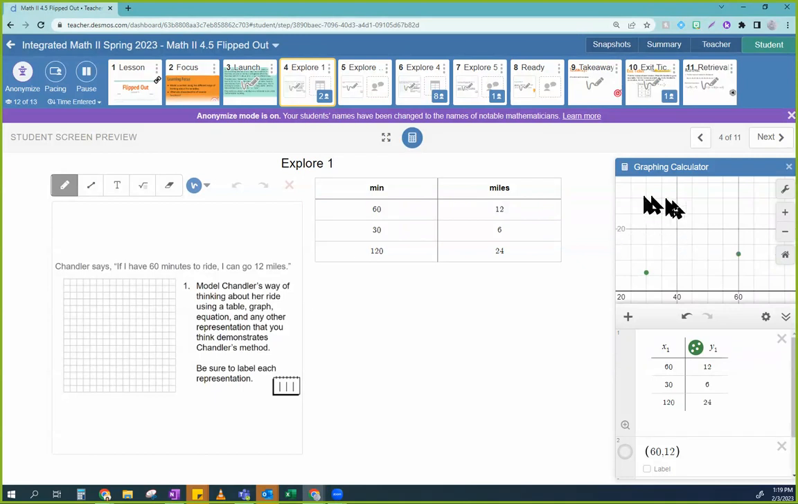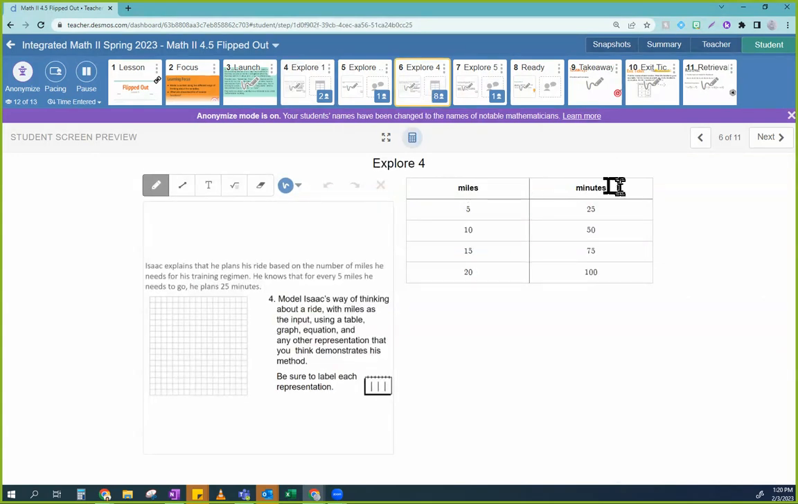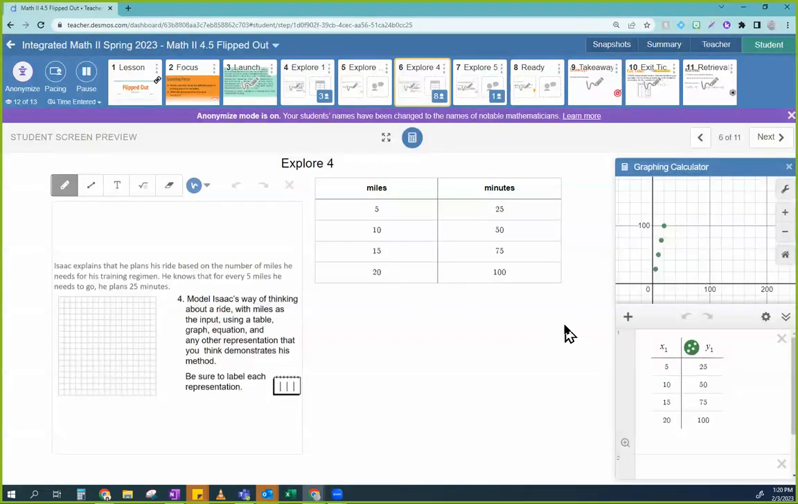But these two you cannot compare because if you notice here, this is minutes, miles. And over here, where are we? We are here, I think. Here we're going miles and minutes. So if you think about it, the way this is doing it kind of goes like this.